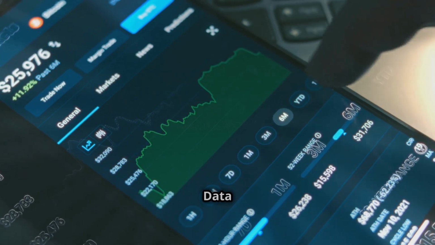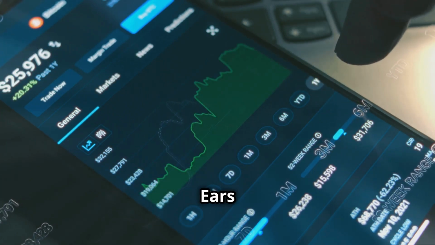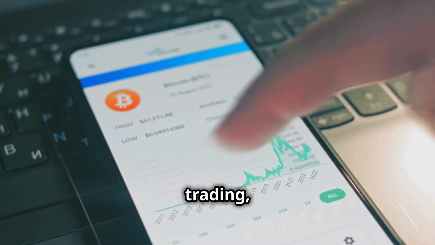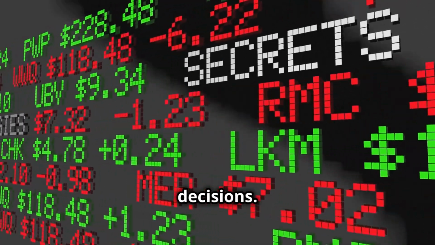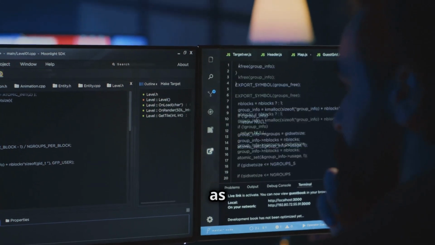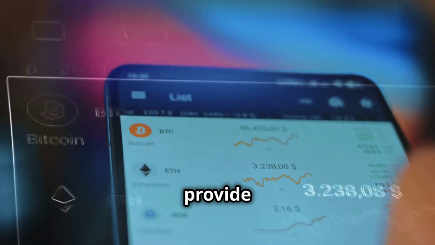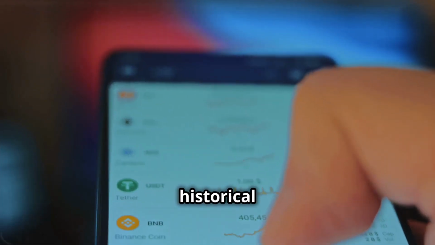Section 2. Market Data Analysis, the eyes and ears of your bot. In cryptocurrency trading, information is king. Our bot needs real-time market data to make decisions. Exchange APIs act as the bot's eyes and ears. They provide real-time price ticks and historical data.